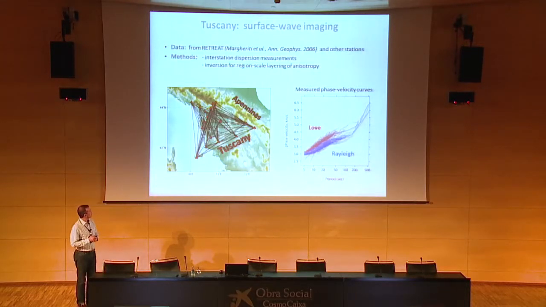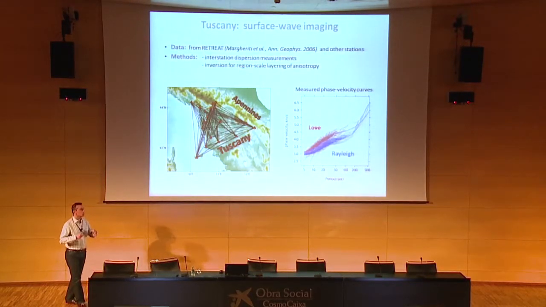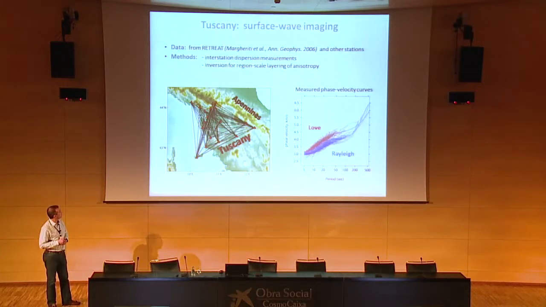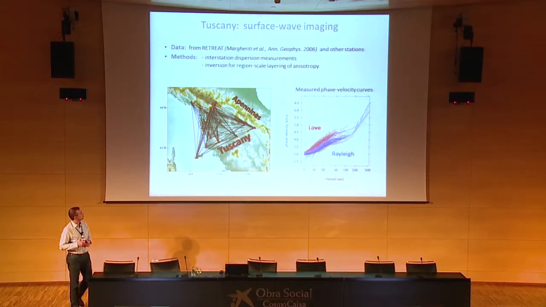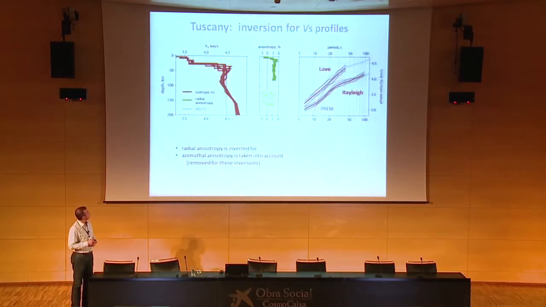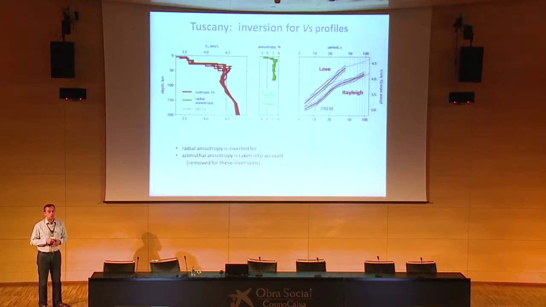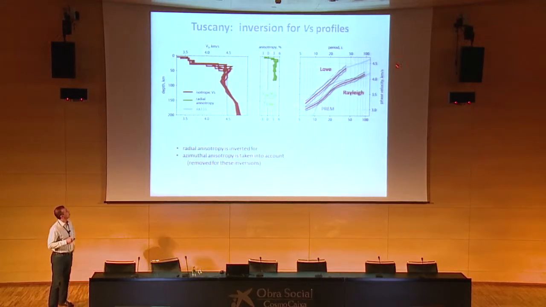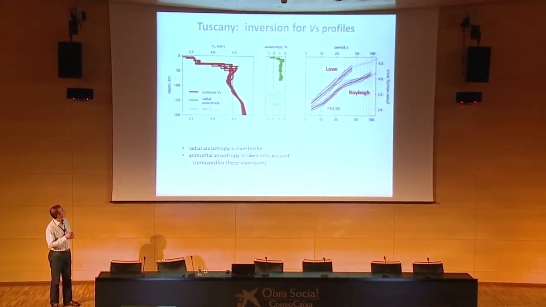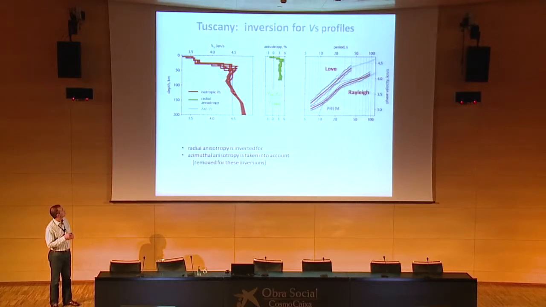So we've done tomography of this region, seismic imaging using a few stations of the RETREAT array. We have measured phase velocities of Love and Rayleigh waves, and those we can invert for S-velocity profiles. So this is the average over the region of the dispersion curves for Love and Rayleigh waves, and we can invert those for these profiles of S-velocities.